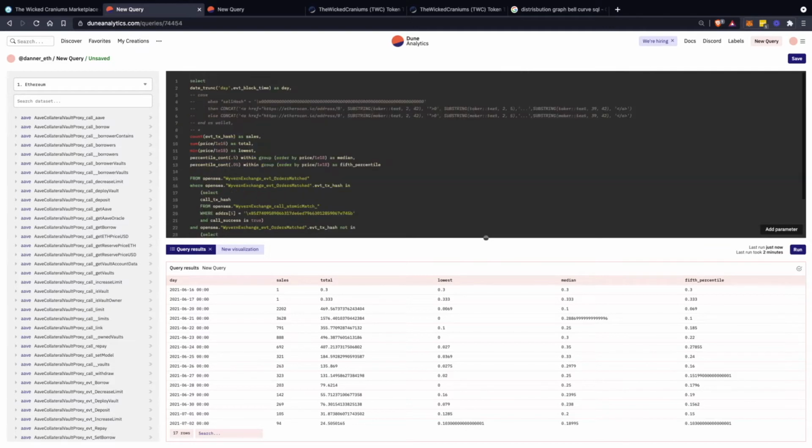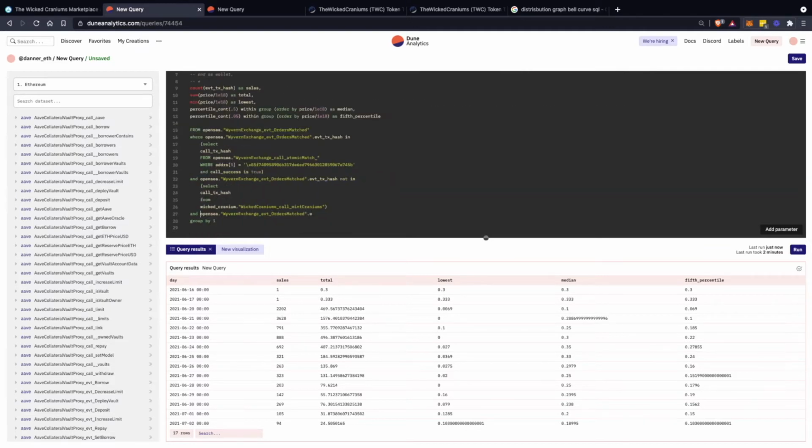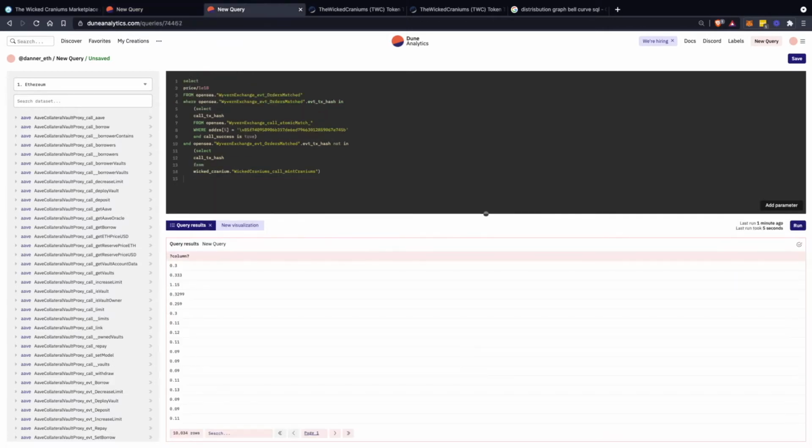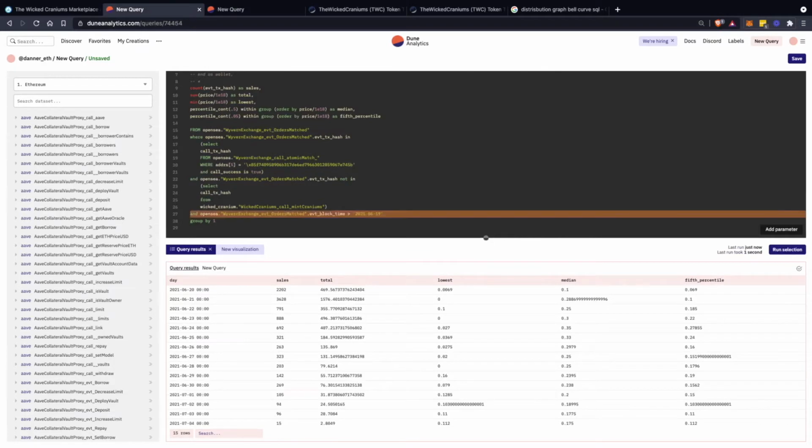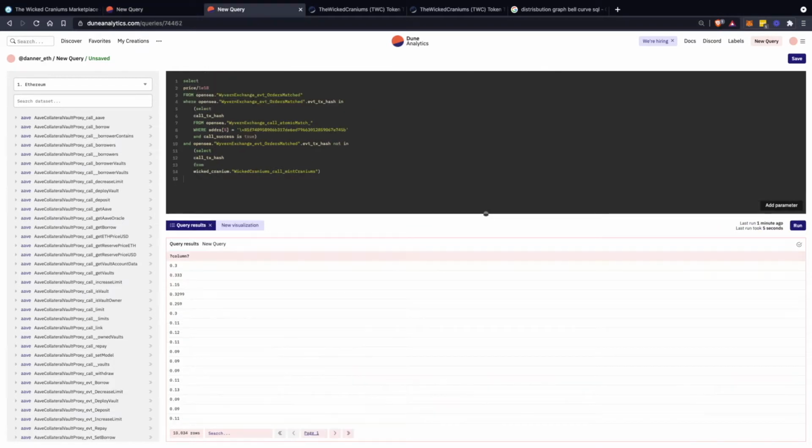Actually, don't know where the block time is coming from. It must be coming from, yeah, that one. See if that works for us. And if it does, we're actually just going to go ahead and pull that out of this other set as well. We don't want to include those early sales.